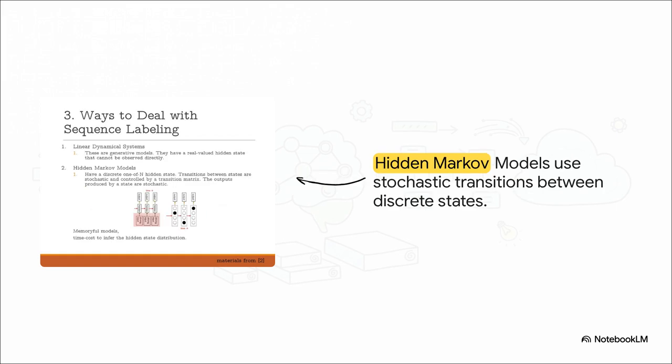Then came hidden Markov models, or HMMs. Now, these actually offered a memory-full alternative by using stochastic or probabilistic transitions between discrete hidden states, which was a step in the right direction, but it carried a massive time cost. The system had to constantly spend time inferring the hidden state distribution through guesswork. Honestly, it was heavy, it was slow, and it just wasn't the elegant solution the field really needed.